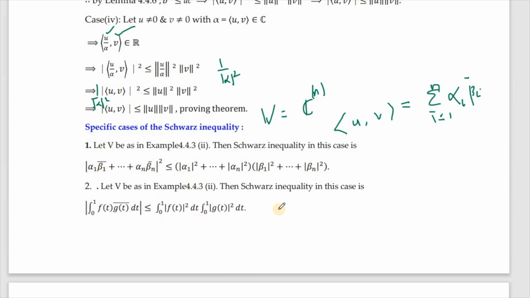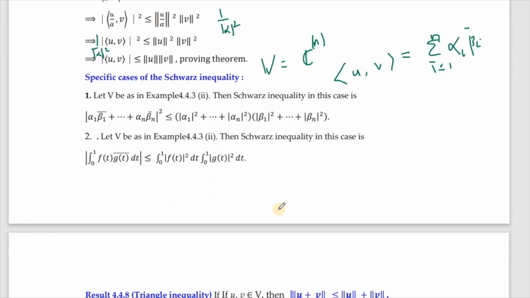Now in the case of the collection of all complex valued continuous functions defined on the closed interval 0, 1, the inner product is defined as the integral from 0 to 1 of f of t g of t conjugate dt. So you just apply the Cauchy-Schwarz inequality and replace your u and v by f of t and g of t respectively.